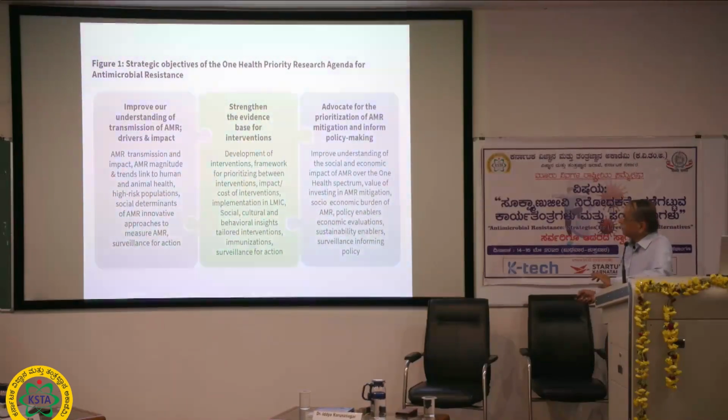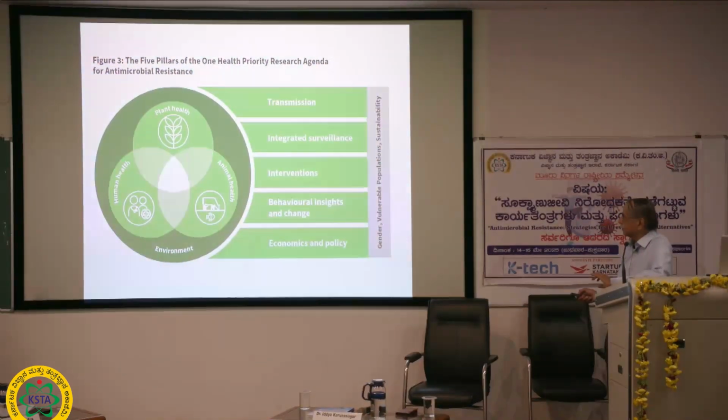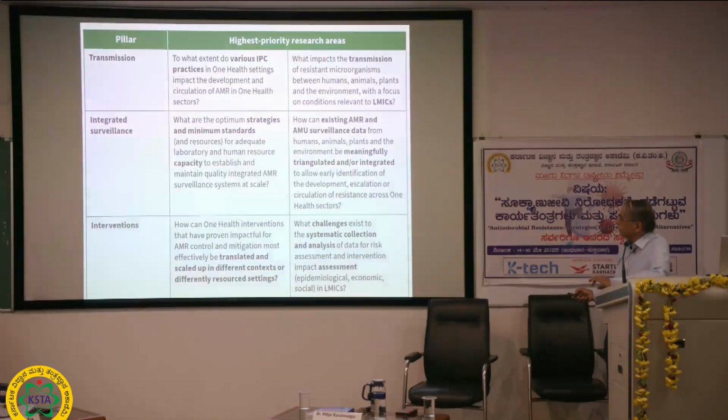Now under this research agenda, what are the main things that need to be addressed? So there are 5 pillars of this high priority research agenda for AMR. One is on transmission, the second one is on integrated surveillance, the third one is on interventions, the fourth one on behavioral insights and change, and the fifth one on economics and policy. So cutting across, you have gender, vulnerable populations, and sustainability. So all these aspects are considered while developing a research agenda for AMR and its mitigation. This quadripartite organization. So highest priority research areas.